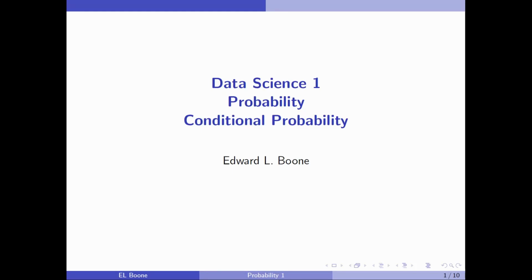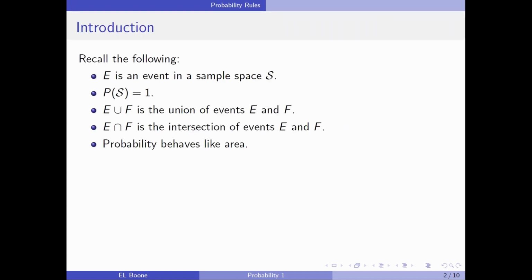Welcome to Data Science 1, Probability, Conditional Probability. So if you remember, we have some rules that we've been playing around with for probability, where E is an event and S is a sample space. We know that the probability of the sample space is equal to 1.